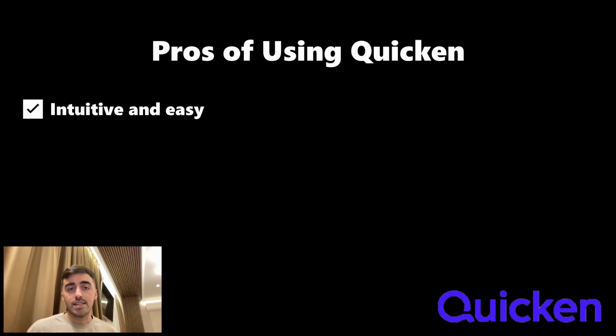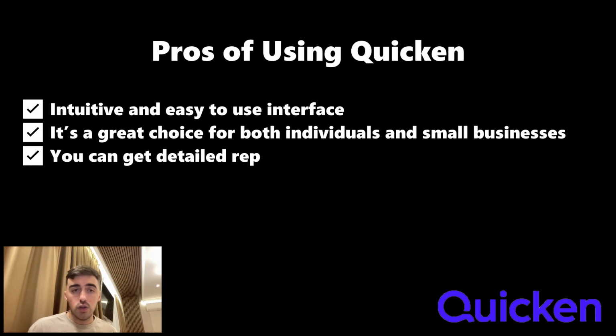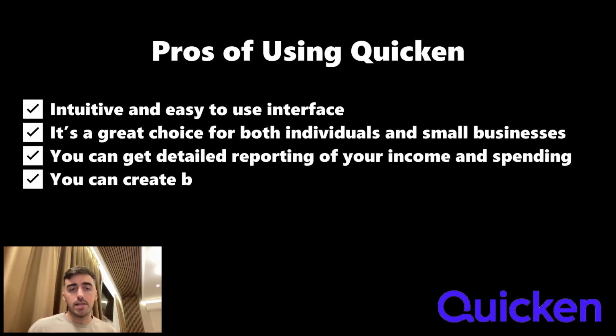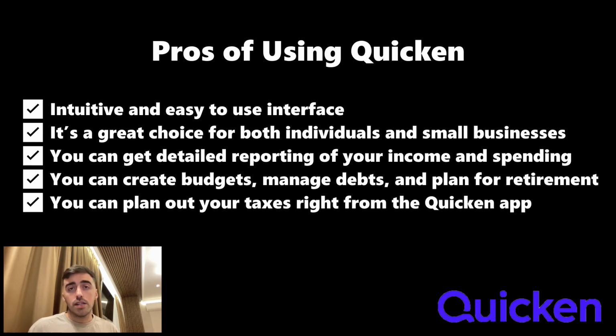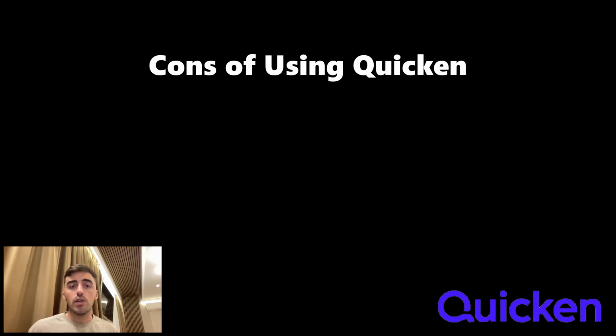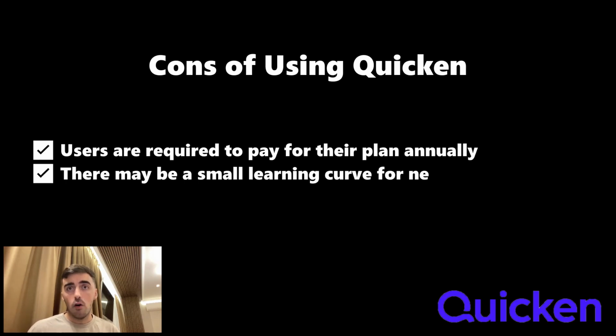In terms of Quicken, some of the pros of using the application include the fact it has an intuitive and easy to use interface. It's a great choice for both businesses and individuals. You can get detailed reporting of your income and spending. You can create budgets, manage debts, and plan for retirement. And Quicken can also assist with your tax preparation, which is of huge help if you want to save a ton of time. As far as the drawbacks of Quicken are concerned, some of them include the fact that users are required to pay for their plan annually, and there may be a small learning curve involved for new users.